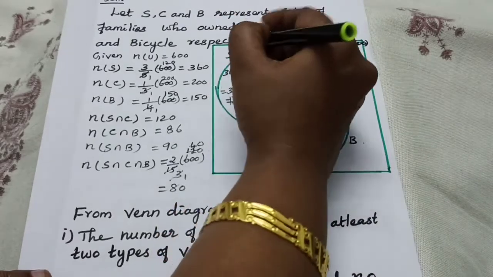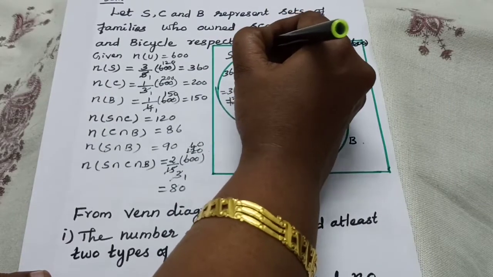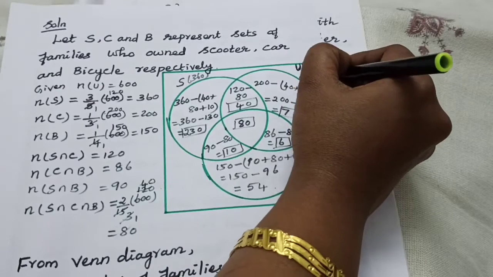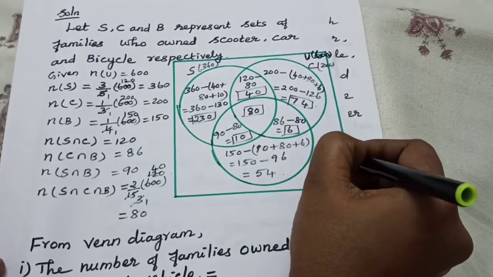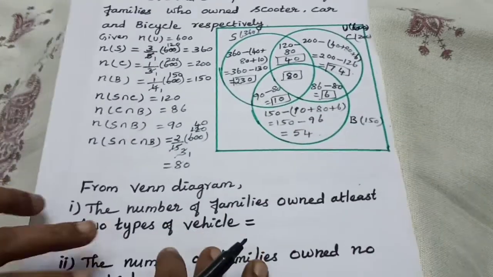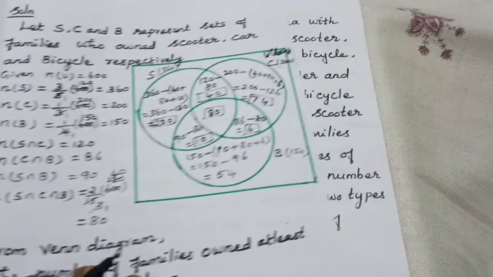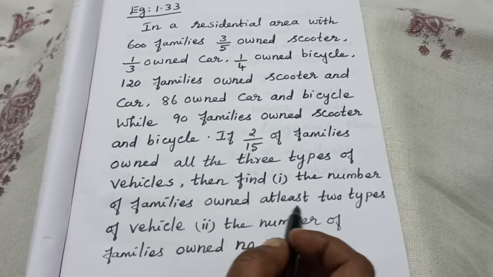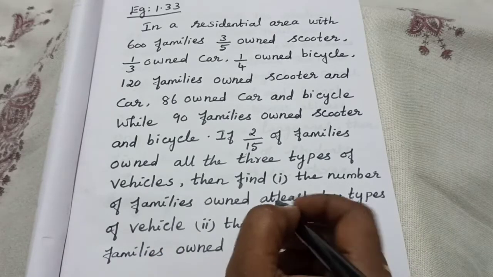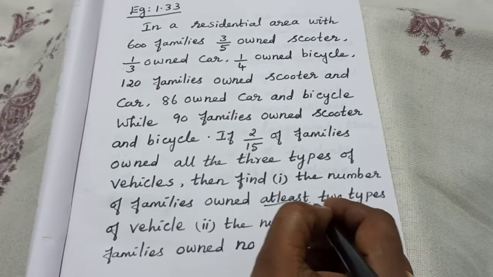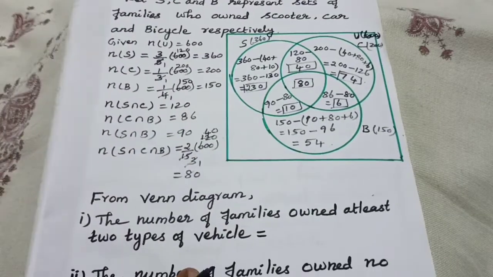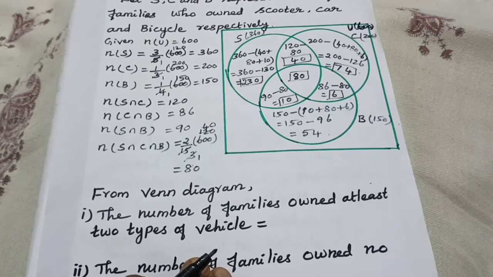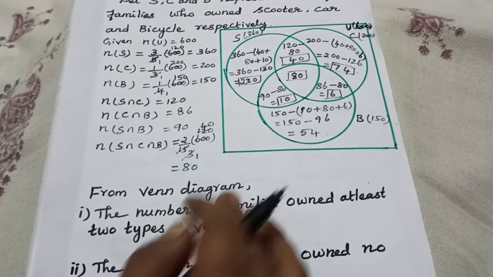Here this one, scooter, how many of them are using? 360. Then here car, how many of them are using? 200. Have to write bicycle 150. Okay. Then from our question we can write what? First one, the number of families. Find the number of families who own at least 2 types. At least. Okay, at least 2 types of vehicle. At least 2 types of vehicle means then we have to write what?